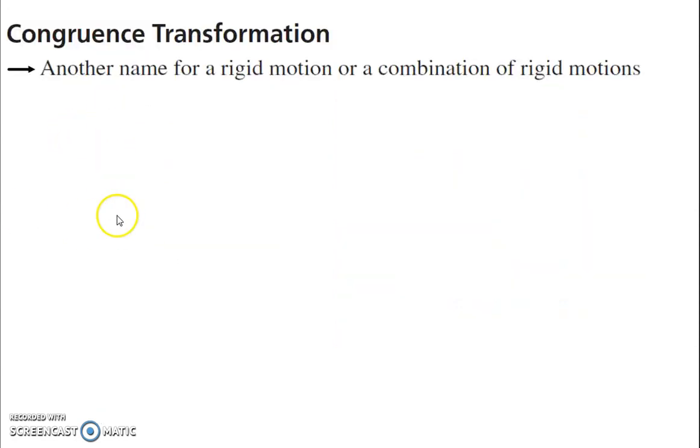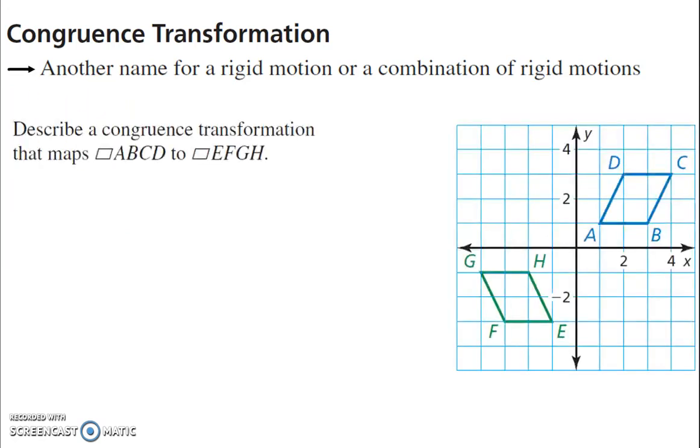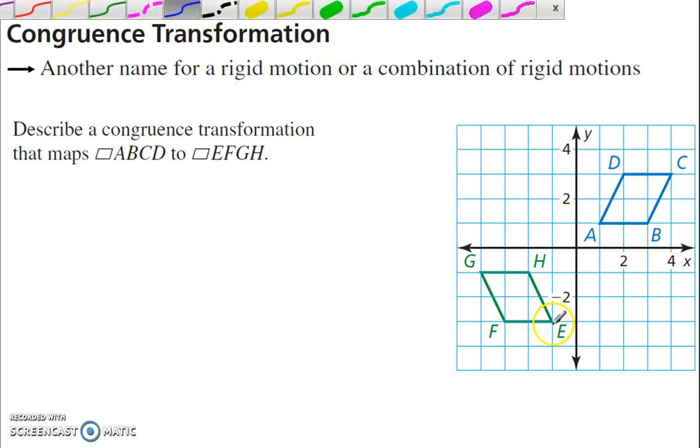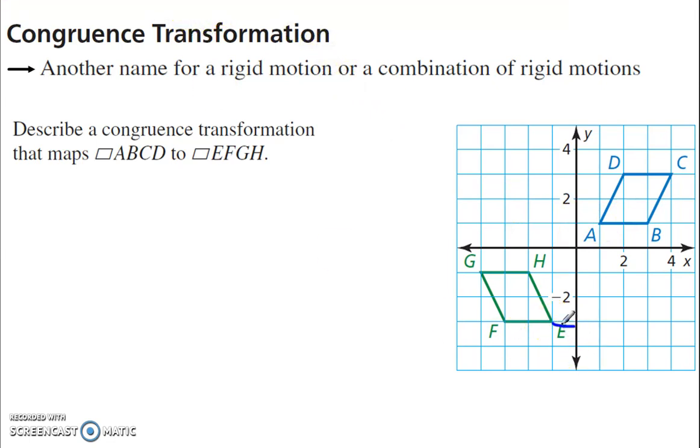Alright, a congruence transformation, that's another name for a rigid motion or a combination of rigid motions. So, for example, between these two shapes, okay, they're congruent, which means there were a couple of transformations. Now notice here, this shape right here is 1 away, and this one's 1 away there. This is 2 away, and that's 2 away from the y-axis, respectively.